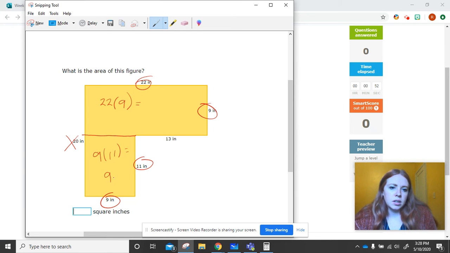This one would give us 99, and the 22 times 9, I don't know that one off my head, so I'm going to just use my calculator. That would give us 198. So this one would have an area of 198. In order to find the total area of the figure, we would just add them together. So 198 plus 99 would give us 297.